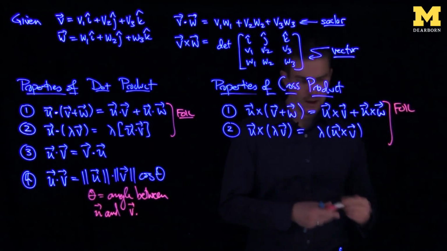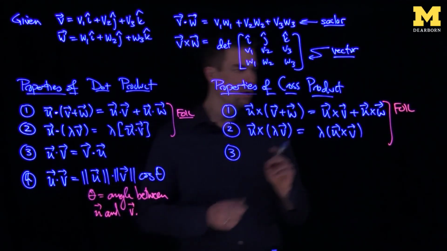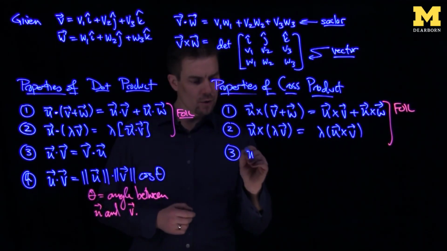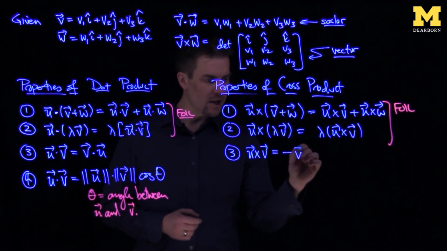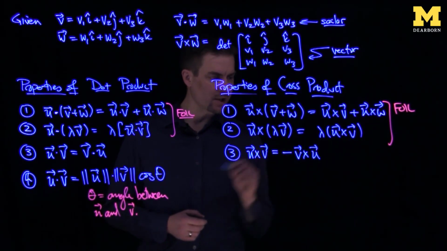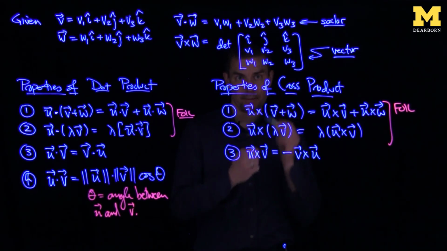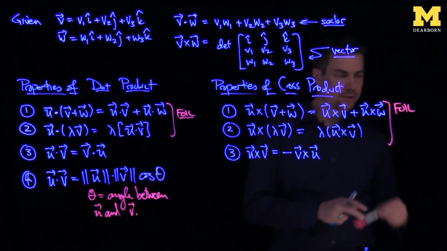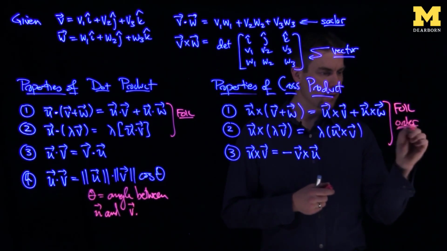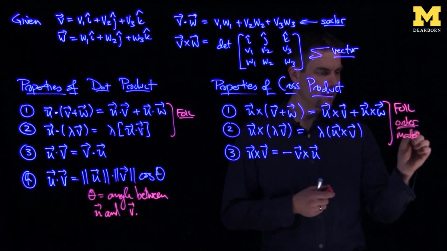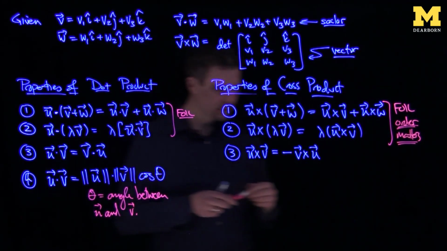But property 3 gives us a little bit of caution because u cross v is the same as negative v cross u. So if you change the order of a cross product, it's not the same, it is the opposite or the negative of what you get when you do it the other way. So when we do this foiling, we have to be careful. So order matters here, whereas over here, order doesn't matter.